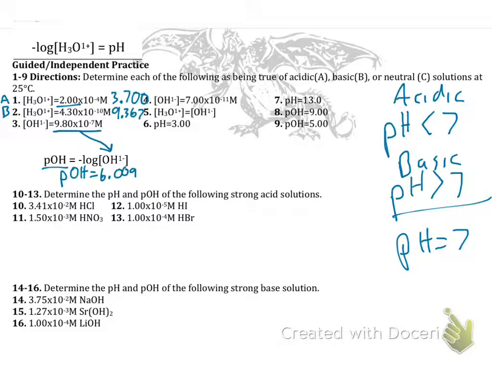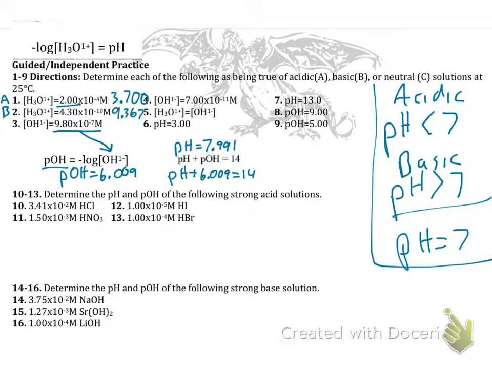But again, how are we supposed to determine if it's acidic or basic? Well, I gave you the rules for pH, so what we can do is use this equation to figure out what the pH is, because we know that the pH plus the pOH, which in this situation is this, is equal to 14. So the pH is equal to 7.991. And because it's 7.991, which is greater than 7, that means that this is a basic solution.